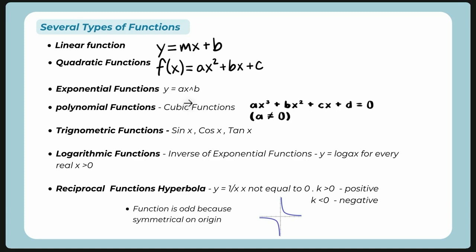They are basically the inverse of the exponential functions. So they have the log, like log a of x for every real x greater than 0. So we have ln with certain values, and these are called logarithmic functions.